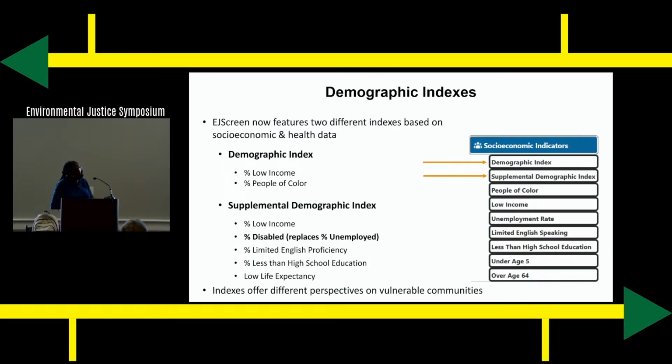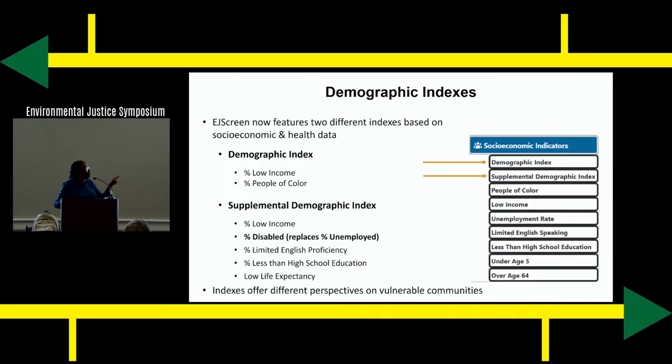So in the EPA, we have two indices. We have the demographic index and we have the supplementary demographic index. For the demographic index, you get to weigh an indicator. It can be an environmental indicator, climate, health, any of those. You weigh it against low income and people of color. That's the multiplication of low income and people of color, divided by 2, times any indicator of your choice.